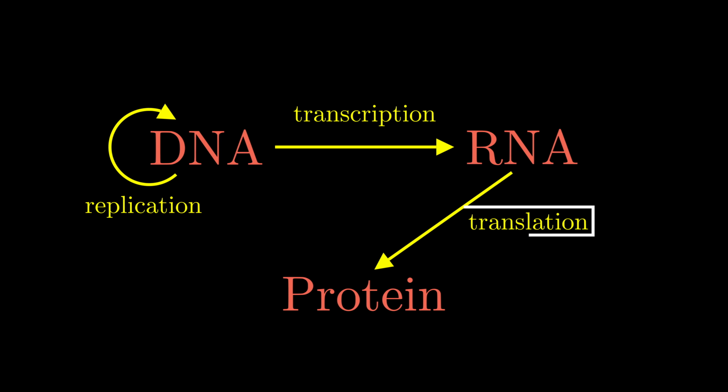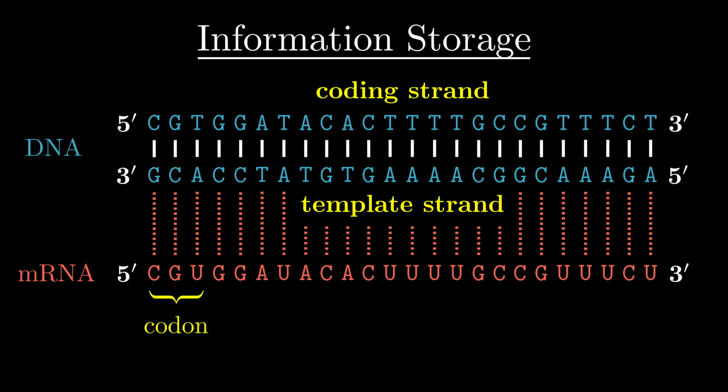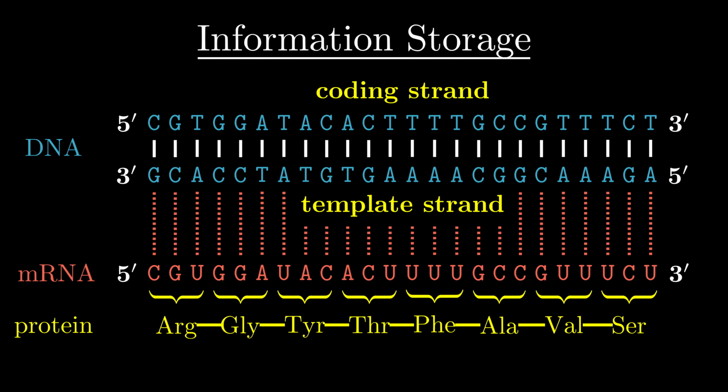As we saw before, from RNA, the information is used to make protein in a process called translation. But how do the nucleotides in the mRNA specify a protein sequence? Well, it turns out that groups of 3 nucleotides, called codons, specify a certain amino acid. The scheme of which codons specify which amino acids is called the genetic code.